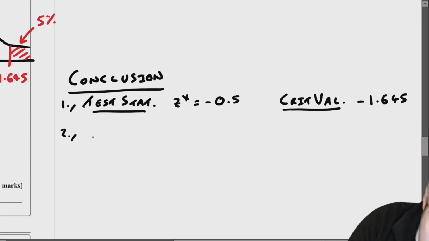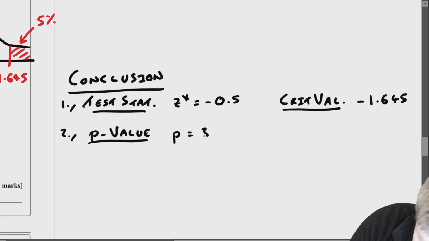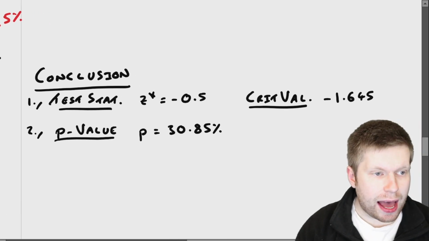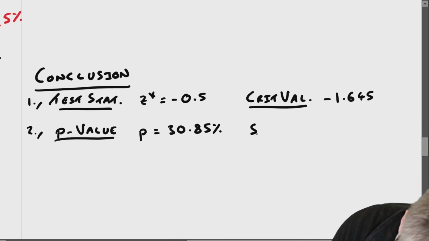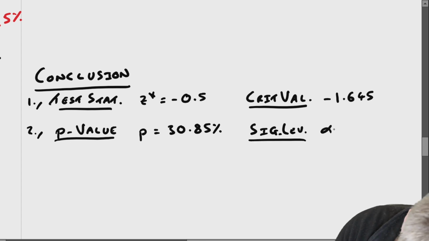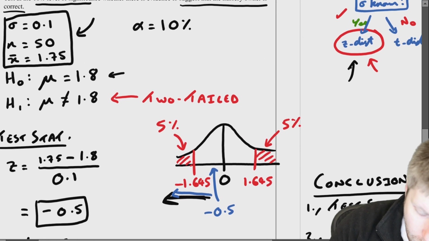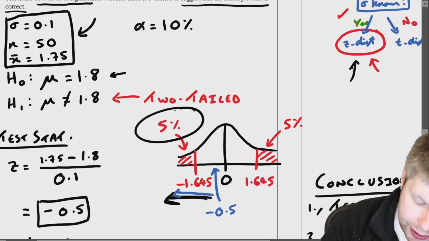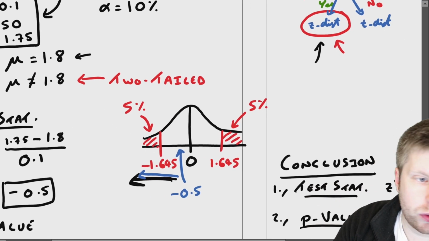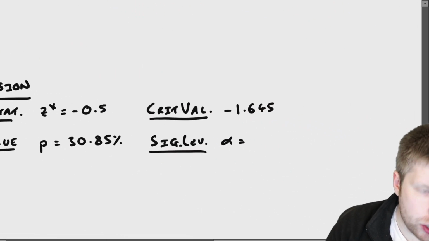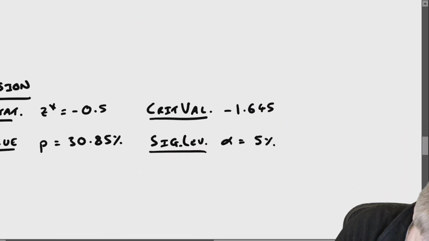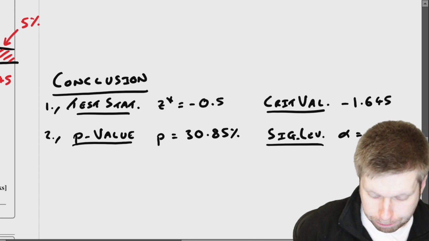Second thing I need to state is my p-value, okay? So my p-value I found to be 30.85%, okay, so 30.85%. And I'm going to compare that in relation to my significance level. My significance level was 10%, but I'm going to relate that to the 5% level which I'm looking at, because of course there's a 5% chance of falling into each region, okay, so I'm going to relate that to 5%, but either way it doesn't matter.